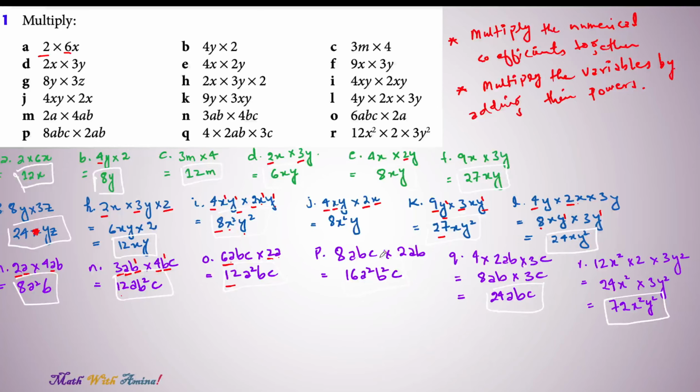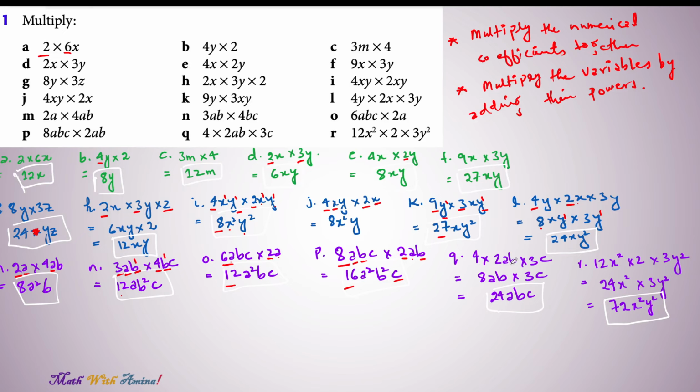Next one, 8abc multiplied by 2ab. So coefficients, 8 multiplied by 2 is equal to 16. A multiplied by a is equal to a square. B multiplied by b is equal to b square, and c would be the same with the same power. Because we are having only one c with power 1, so when multiplied, it will remain the same.